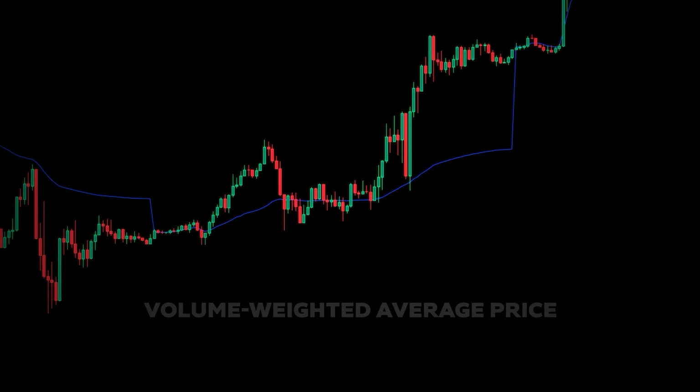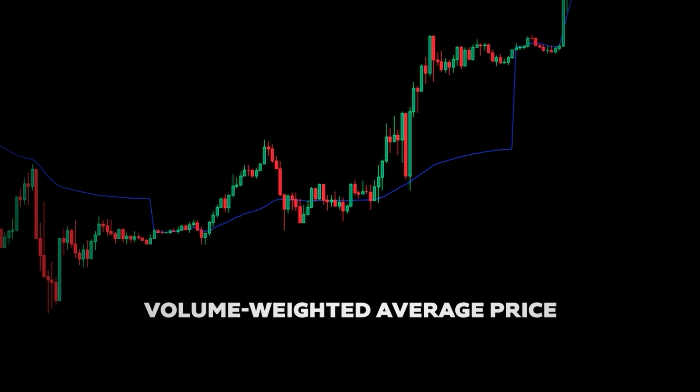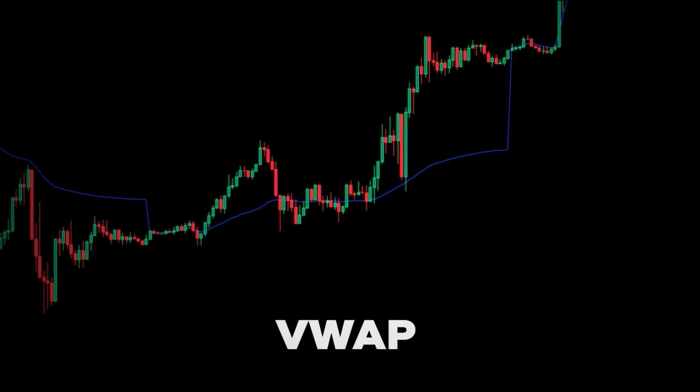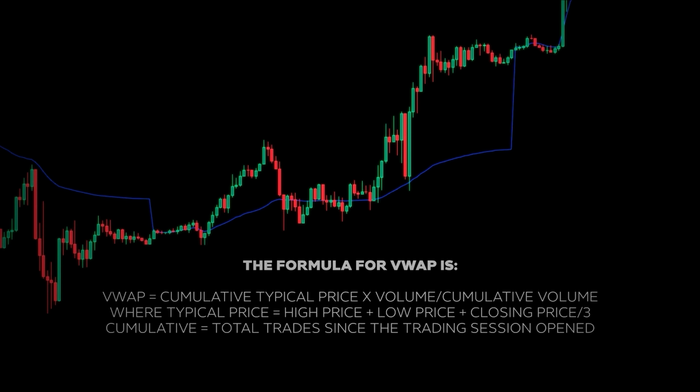VWAP stands for Volume Weighted Average Price. On the chart, the VWAP and a moving average may appear similar, but they're actually calculated very differently. A simple moving average considers only price and disregards volume. However, the VWAP fixes that and is calculated by multiplying the typical price by volume and then dividing it by the total volume.